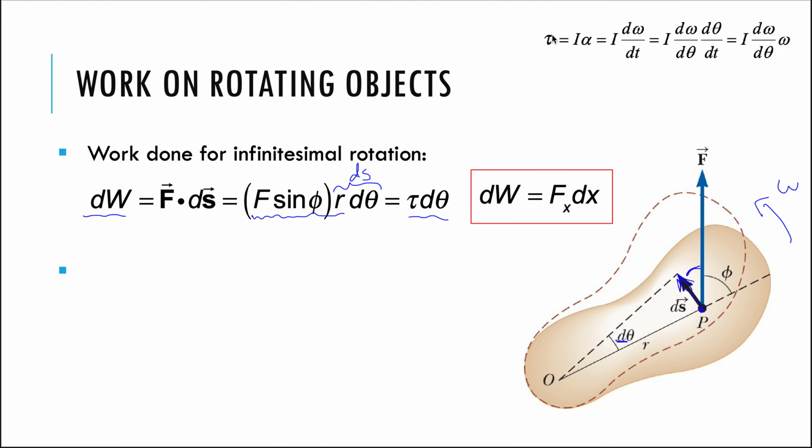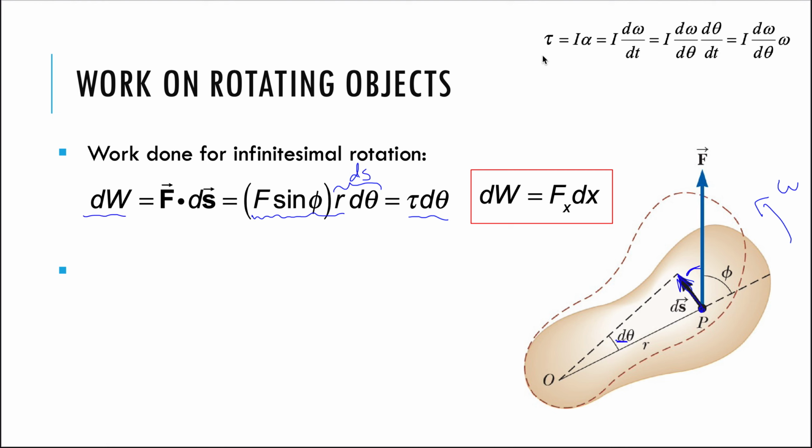We know from Newton's second law that the net torque is I alpha, which can be written as the derivative of omega with respect to time, the alpha. Then we can use a chain rule here. The derivative of theta with respect to time is omega. So we have rewritten torque as I d omega over d theta times omega.